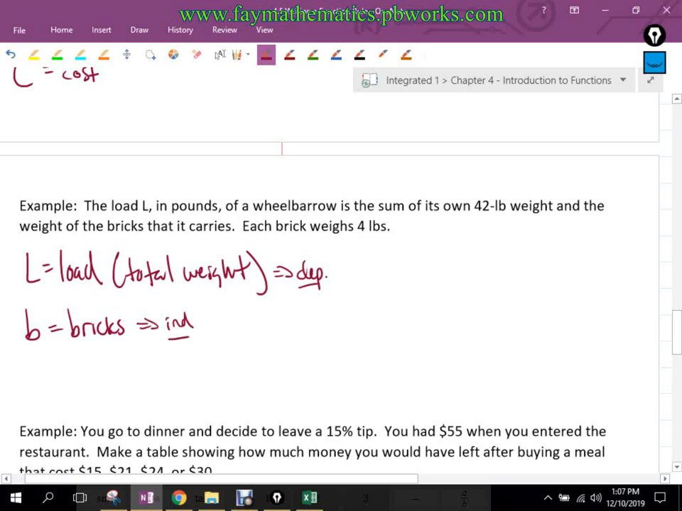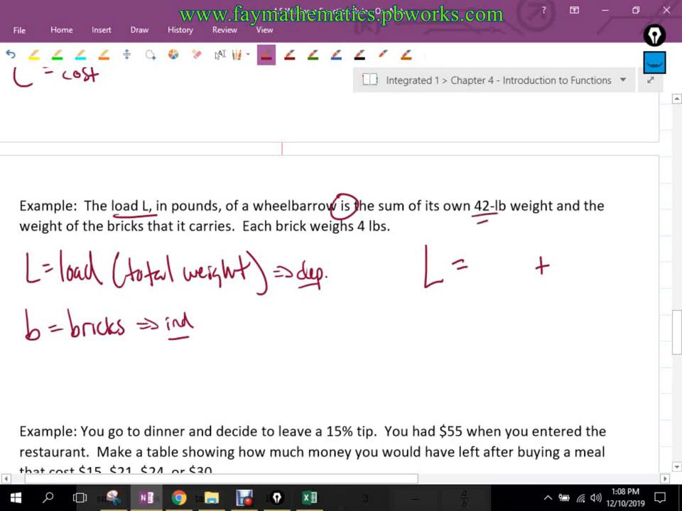Okay. So now, it says load is, okay, and that should make sense because we said that our dependent variable should be by itself, right? Okay, and that's what we're saying. Load is, now it says the sum, so what's sum mean? Add, right? Okay, it does mean total, but more specifically, it's a total created through addition. So, what am I going to be adding?